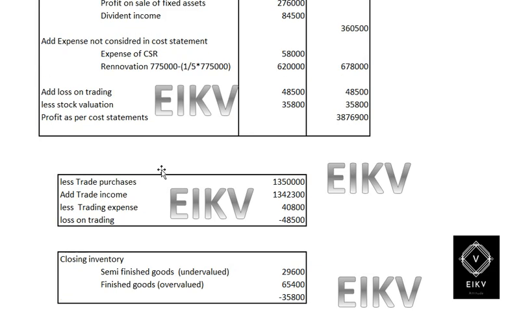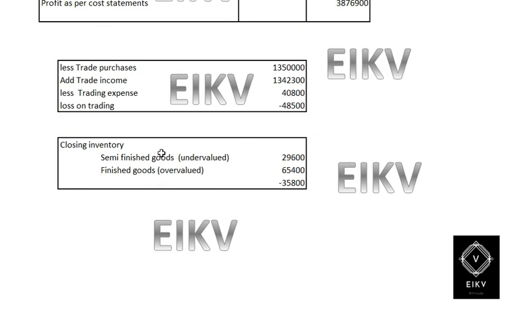Then we have stock valuation. So over here I have made the stock valuation. In this illustration it is mentioned that these stock valuation details have been given only with financial information, or the stock valuation is only done in financial information. There are no details given in inventory adjustment in cost statement.